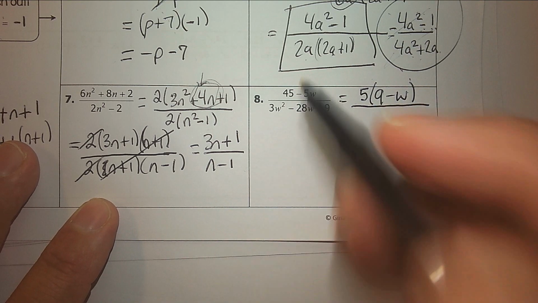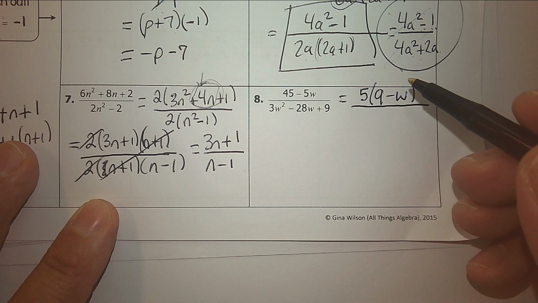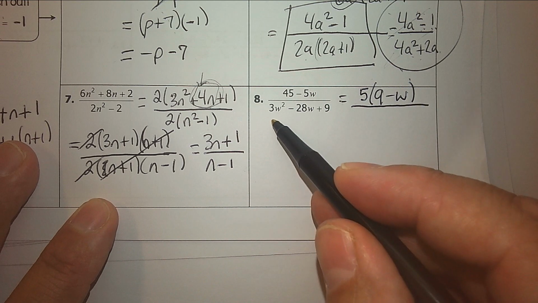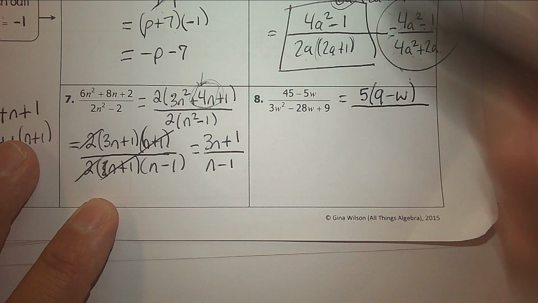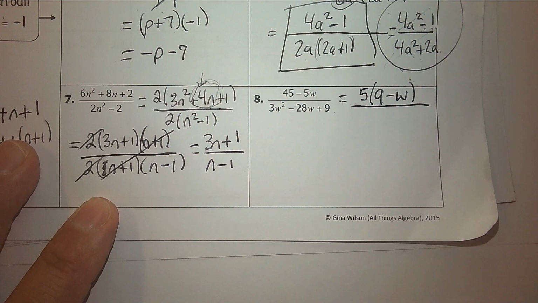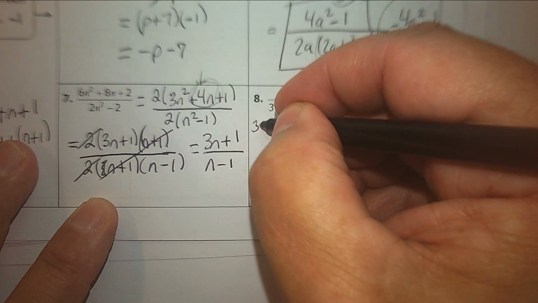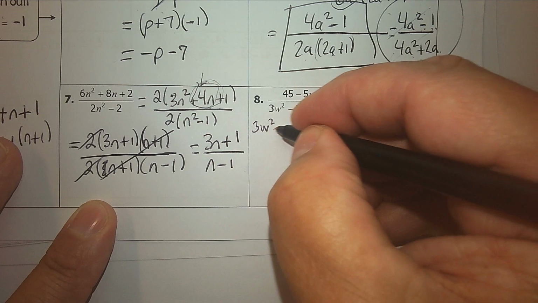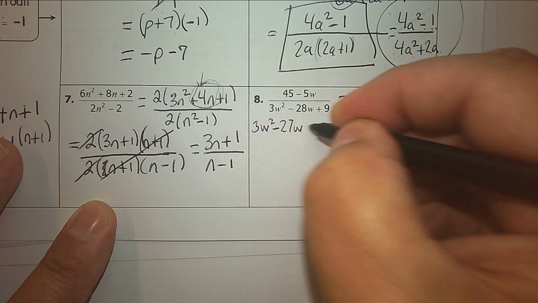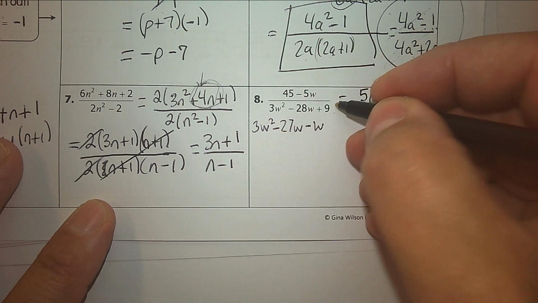And now the denominator. I might run out of space. We'll see. How do I factor out the denominator? I would do a diamond. And what's 3 times 9? 27. And then negative 28. What two numbers do you think we're going to use? Negative 27 and negative 1. They add up to negative 28 and they multiply to 27.